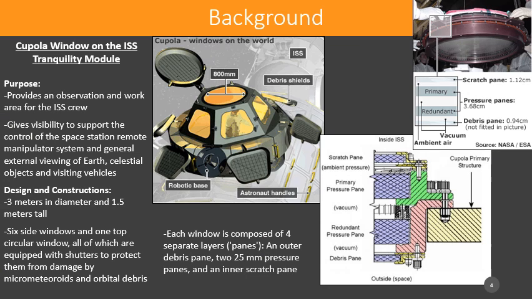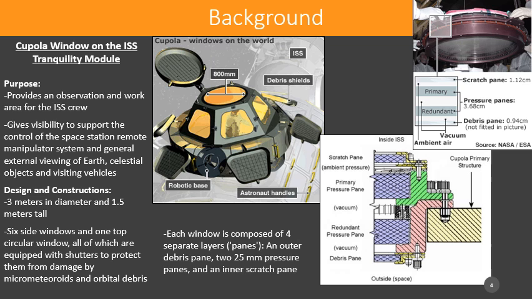A little background on the project. So the cupola window on the ISS was installed, I believe, in 2010. The top window, the one that I'm focusing on, the big round window on the top, is 80 centimeters in diameter.